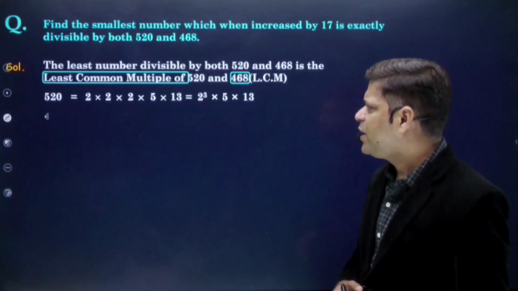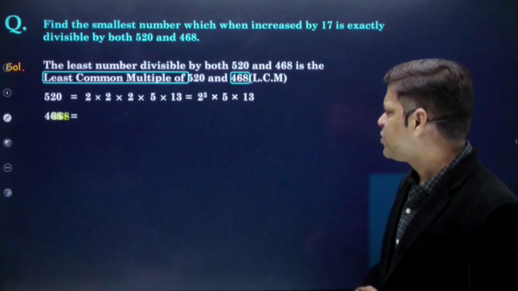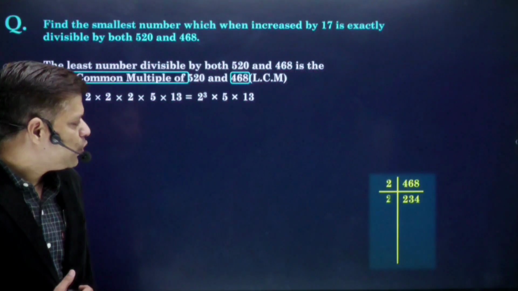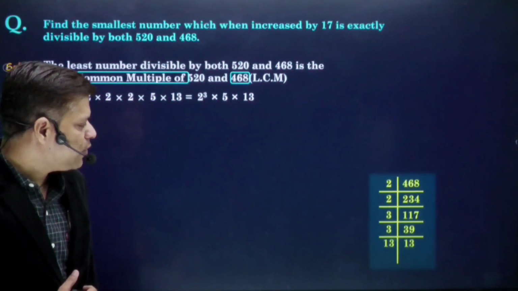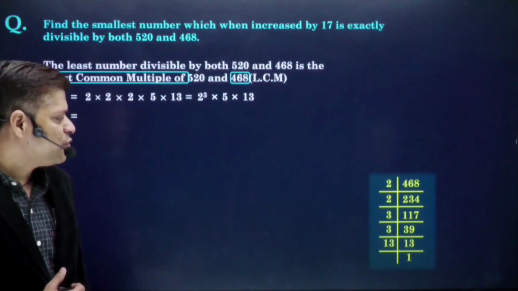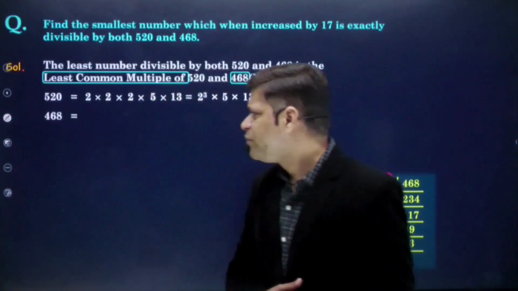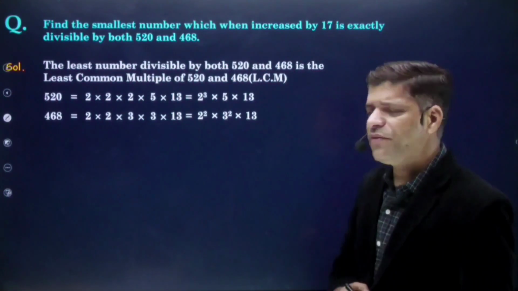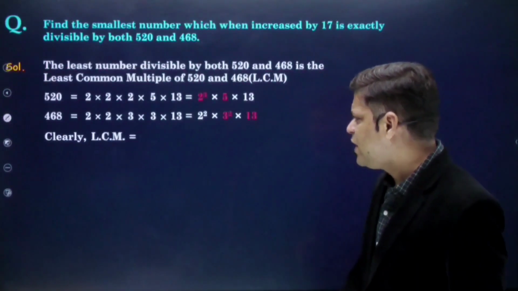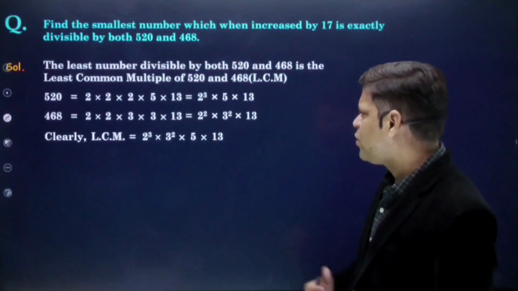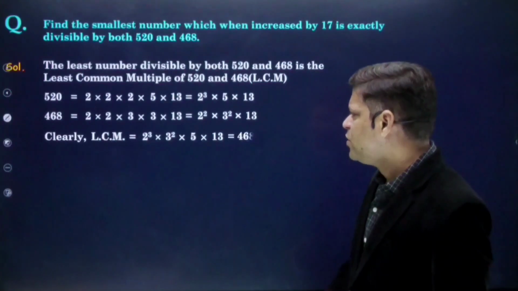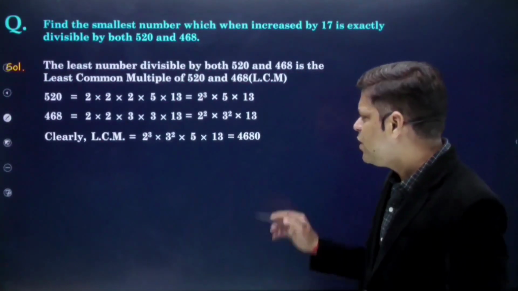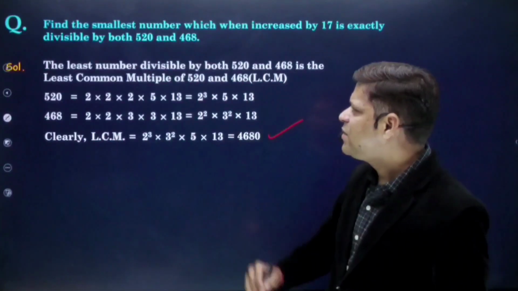In a similar way, we find the prime factorization of 468. It is 2, 2, 3, 3 and 13, so 2 square, 3 square and 13. Now we can easily find the LCM. We take all the prime factors 2, 3, 5 and 13 with their highest exponents and multiply all of them. Then this will be 4680. This is the LCM we find out.